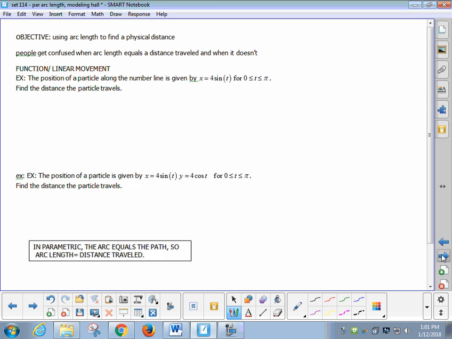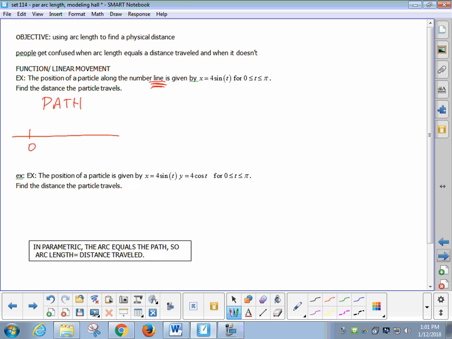If I give you linear movement, then the question might be something like: the position of a particle moving along a number line is given by x equals 4 sine t. Find the distance the particle travels. If I were to graph the path of the movement, it would be along a number line. At time 0, where is the position? 0.